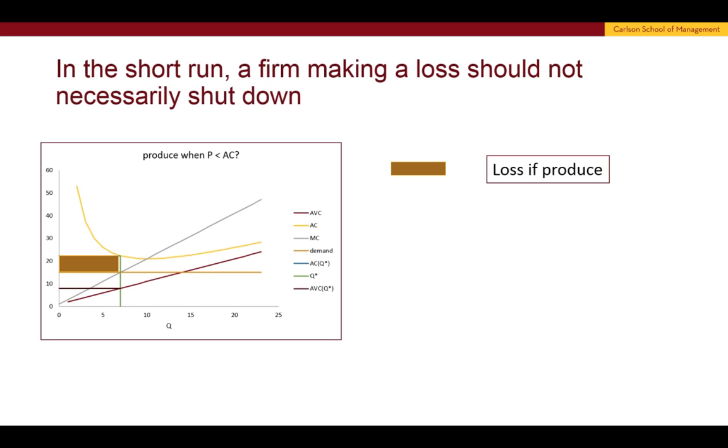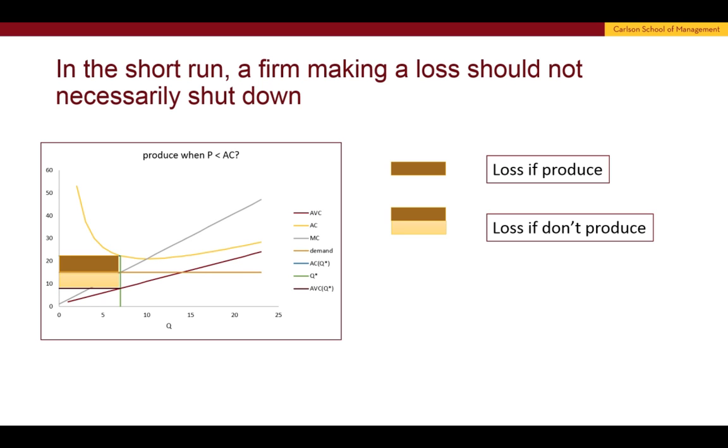And actually, we can see those losses in this diagram. Now remember that the difference between average cost and average variable cost is the fixed costs divided by quantity. That means that fixed costs are that vertical distance between average cost and average variable cost times the quantity of output, which in fact is the collection of these two rectangles.